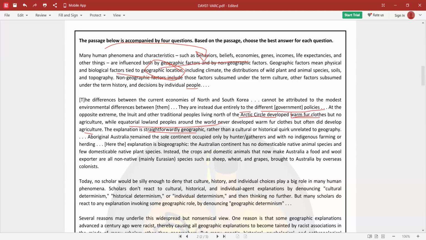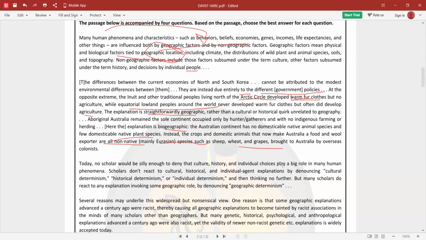All right. Now, Aboriginal Australia remained the sole continent occupied only by hunter-gatherers and with no indigenous farming or herding. Here, the explanation is biogeographic. The Australian continent has no domesticable native animal species and few domesticable native plant species. Instead, the crops and domestic animals that now make Australia a food and wool exporter are all non-native, mainly Eurasian species such as sheep, wheat, and grapes brought to Australia by overseas colonists.